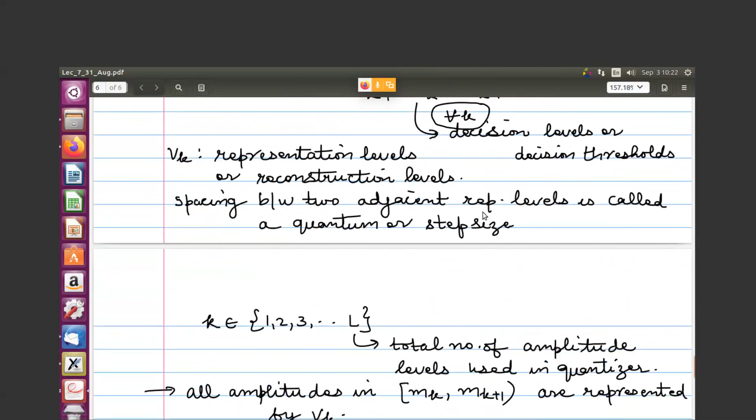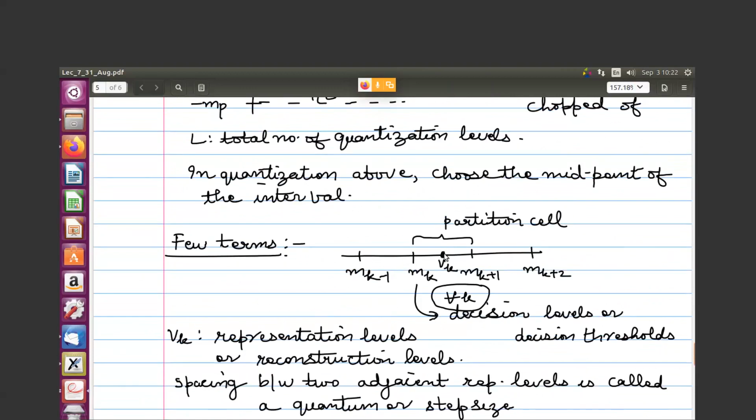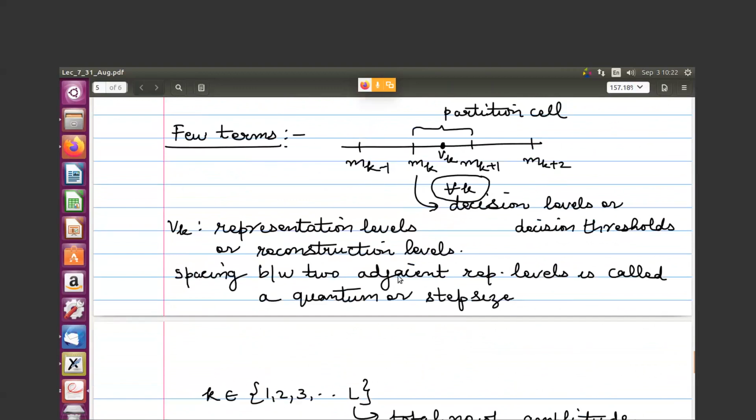And the spacing between two adjacent representation levels, let us say Vk and Vk plus 1, or Vk minus 1 and Vk, this gap is called a quantum or step size. It is sometimes called a quantile as well. I mentioned it in the last lecture. It depends on the textbook which you are reading, but anyway, you need to know that this is the spacing between two representation levels.